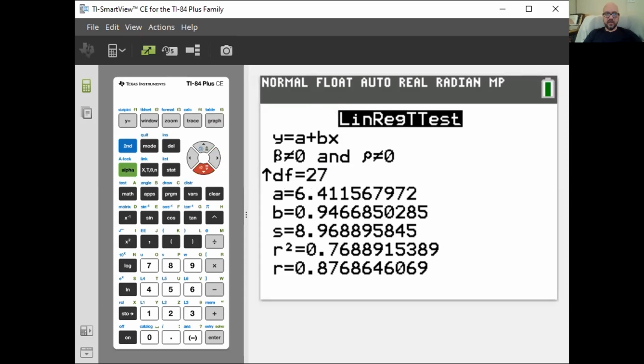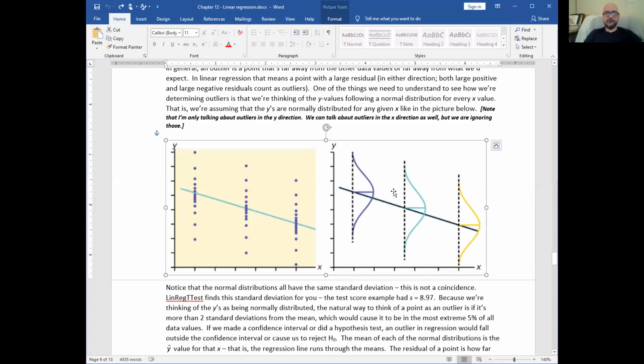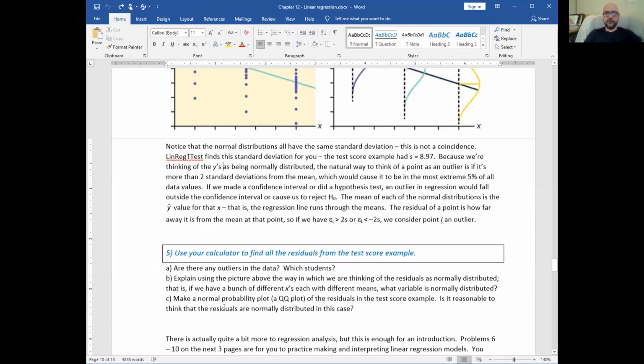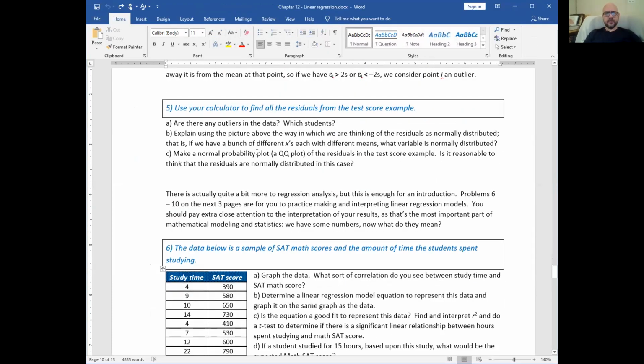All right, let's flip back to the notes, do a little bit of a wrap up, and call it good. Okay. So we did all this stuff, right? We made a normal probability plot, found any outliers, etc.